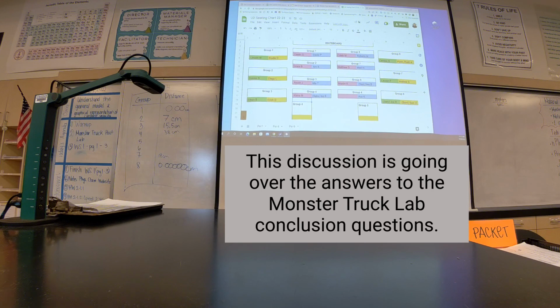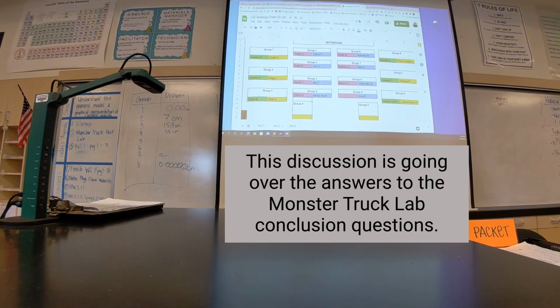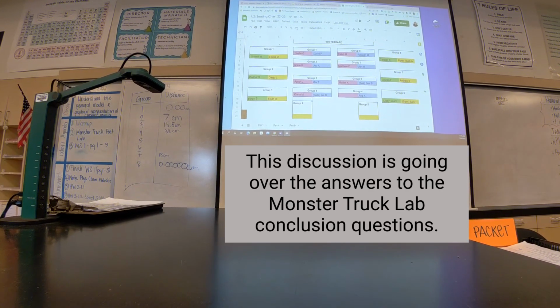Can I have group 1 come up here and present on what they think the slope represents? Shh. You want to pull out your red pen. You are making corrections if you need to on your lab sheet. You're the one who wrote it. This is important. All right. Let's get everyone's attention to the front. Okay, go ahead and start.